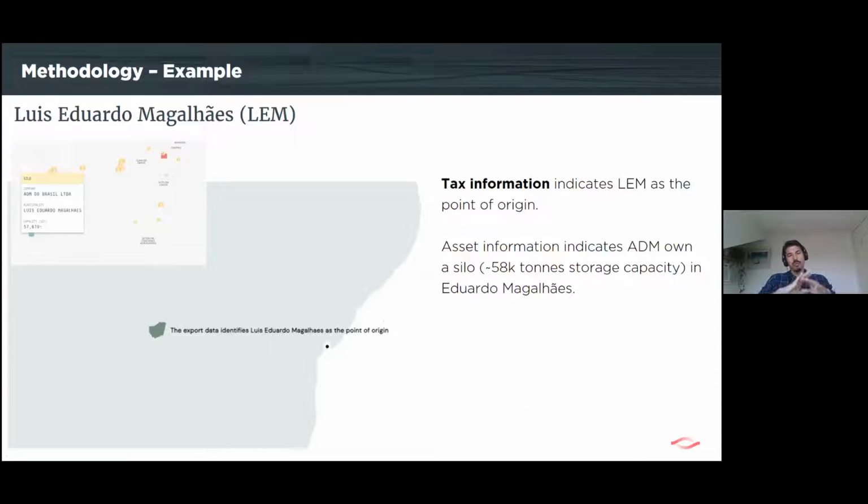facility. Before this step, we obviously have to map all the silos, all the processing facilities, like the crushing facilities in the case of soy, or the storage facilities, and their ownership and the capacity of storage, for example. In this case, the tax information in the customs declaration indicated that the commodity was last stored in this municipality in Brazil, Luiz Eduardo Magalhães. And when we looked at the company's assets, we saw that indeed ADM owned a silo there. So we said, great, from the port of export, we linked back to the silo where the commodity was stored. In most cases, that was just data-driven: getting the information, linking it together, and then making the visualization, right?